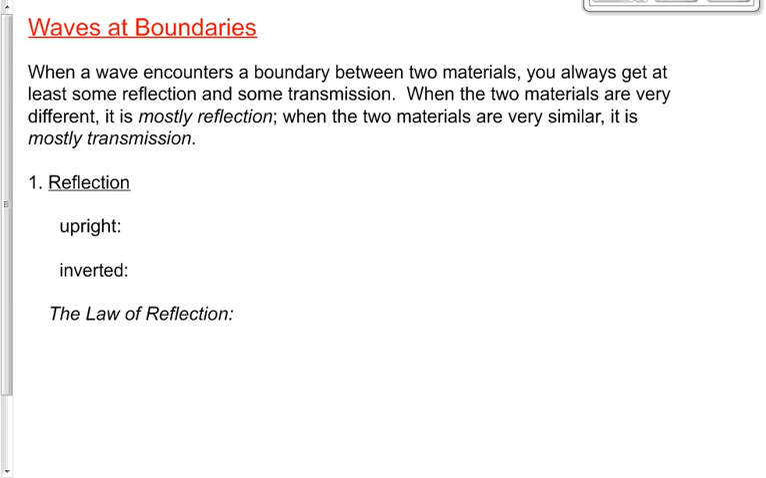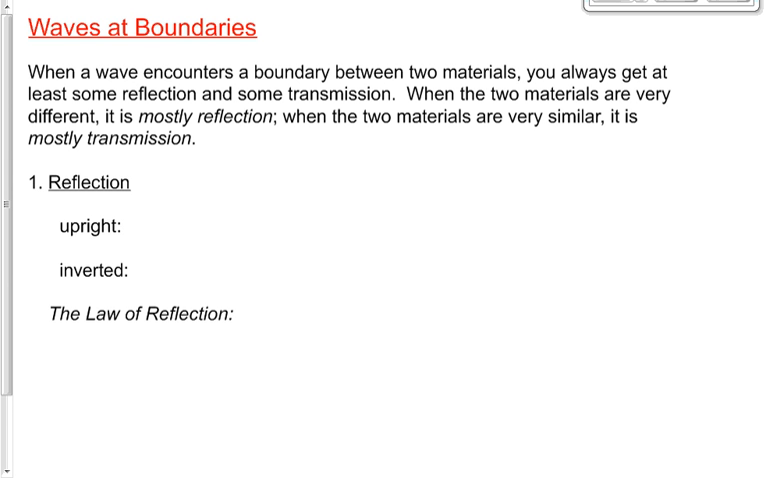When a wave encounters a boundary between two different materials, two different media, one of two things can happen. We can, one, get reflection. Reflection means that the wave bounces back. And the reality is, when a wave hits that boundary, we'll always get at least some reflection.